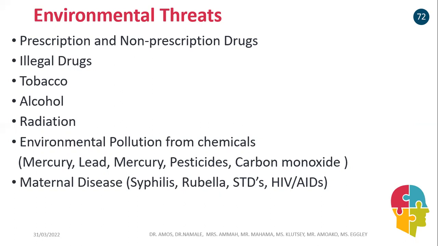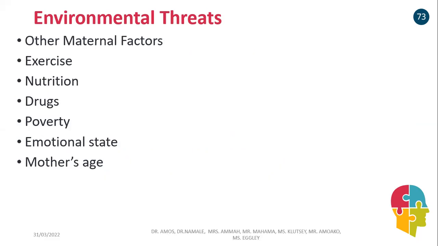Then maternal disease, if the mother has HIV and any of the STIs. Other environmental factors are nutrition. Some people, when they are pregnant, they don't eat well. A lack of proper nutrition can also affect the health of the developing child. We have exercise. Some people don't exercise well. We have drugs, poverty. Poverty because if you don't have the financial means, you might likely not be eating well, and that can also affect the health of the child.